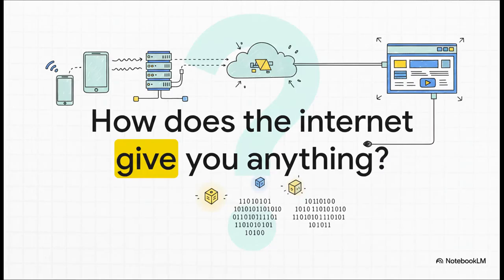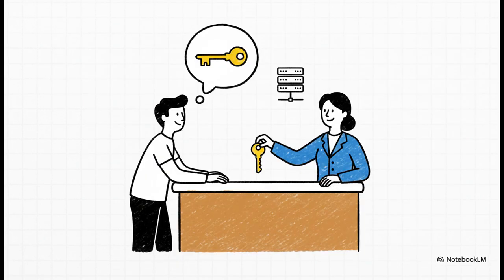So let's just start with a really basic question. When you open up an app or you type in a web address, how does all that stuff, the text, the pictures, the videos, how does it get from out there on the internet right onto your screen? I mean, where does it all actually live? Well, the answer, the secret to all of it, is a server.